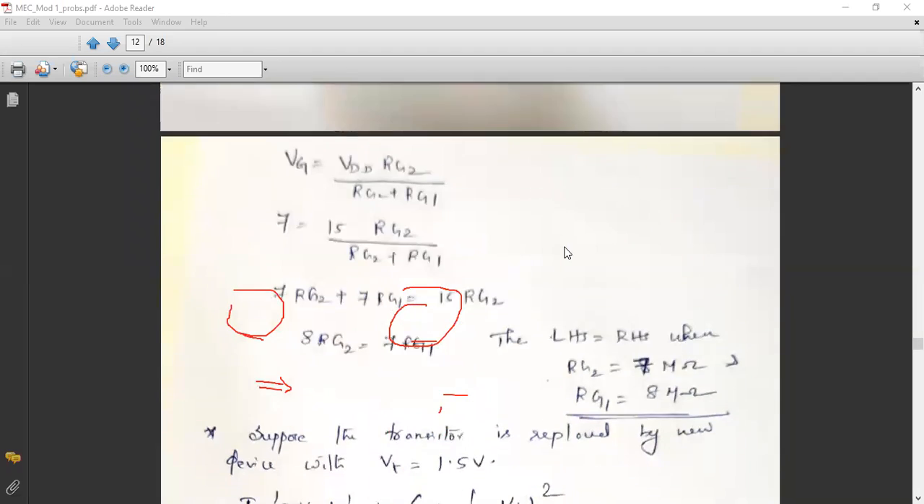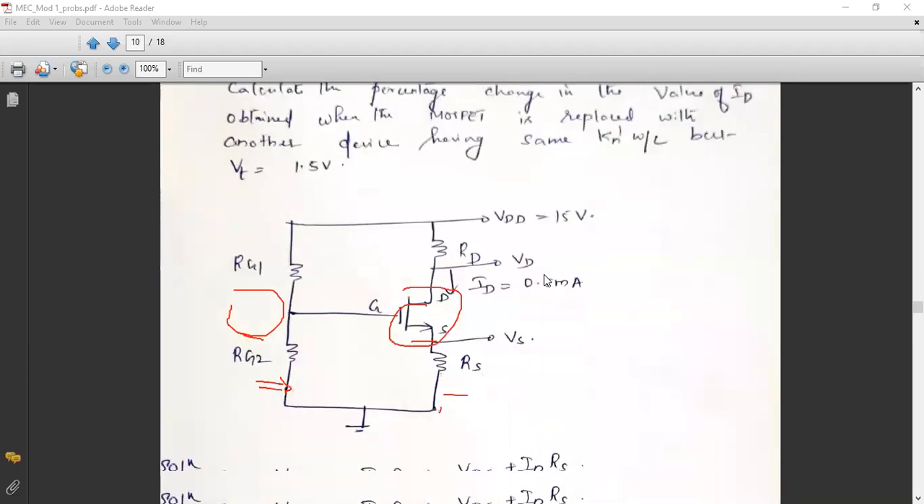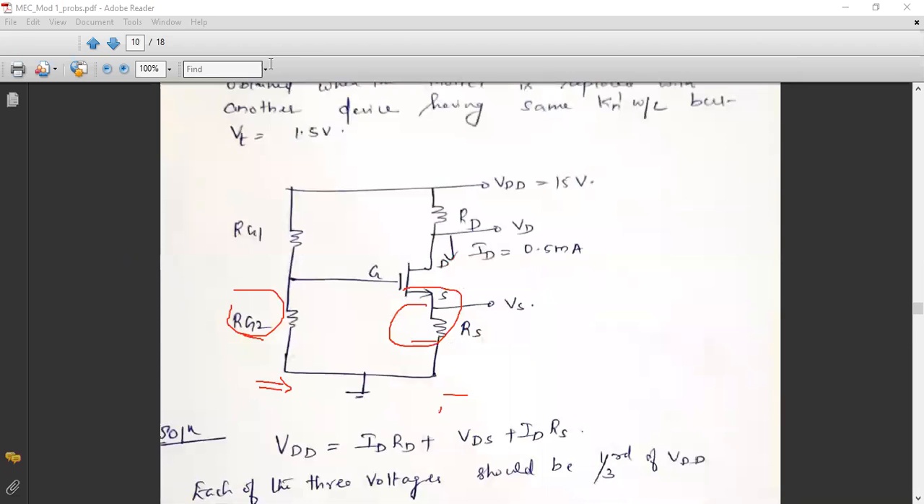What is a lower loop? Lower loop means you have the gate voltage, then the gate to source voltage, as well as the source voltage. All of you write KVL to this loop. Here you have the gate voltage. So VG is equal to VGS dash.